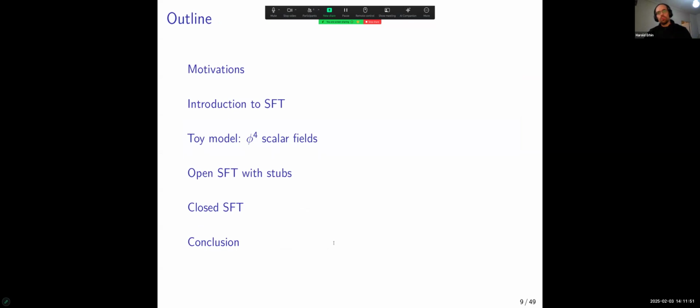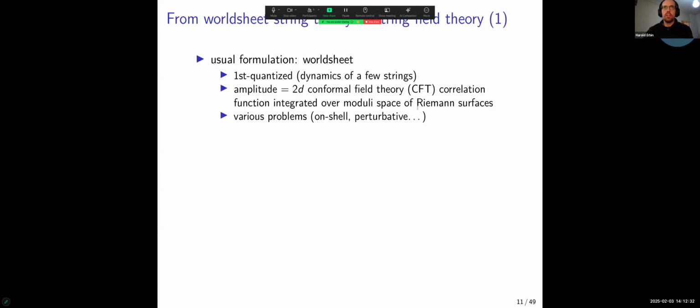Okay, so here was the introduction to set up the stage. Now, for the talk, I will move to a general introduction to string field theory. Then I will explain how this works for phi-4 scalar fields. Then I will apply this to open string field theory with stubs. This is an action which is non-polynomial, but still simpler than closed string field theory, so it's also a good toy model. And then I will give some speculation about what we can do with closed string field theory. Okay, is there any question at this stage? Okay, if not, I will move to the introduction to string field theory.